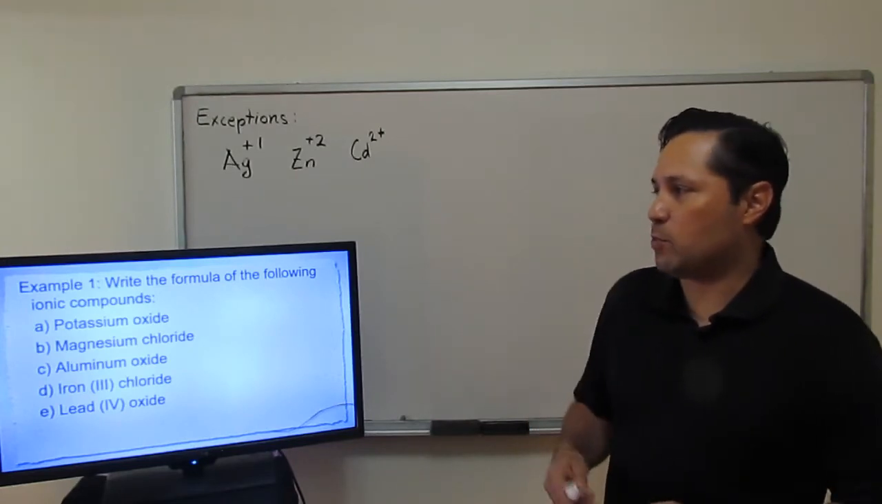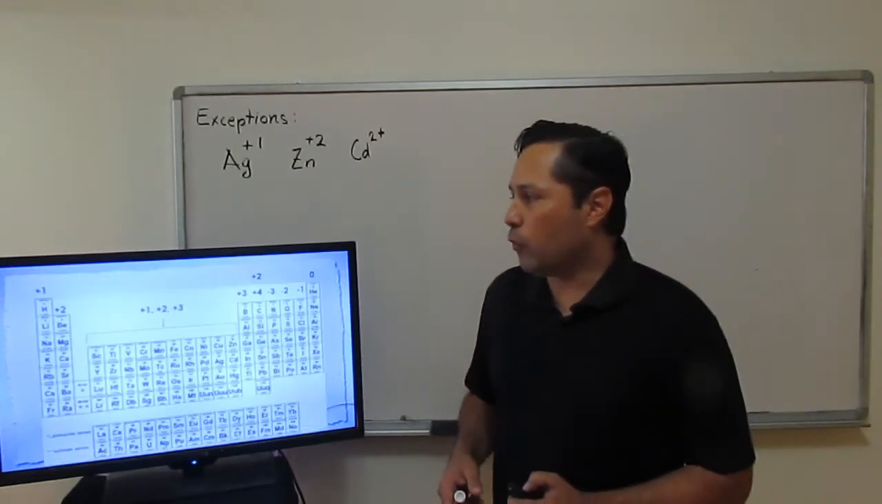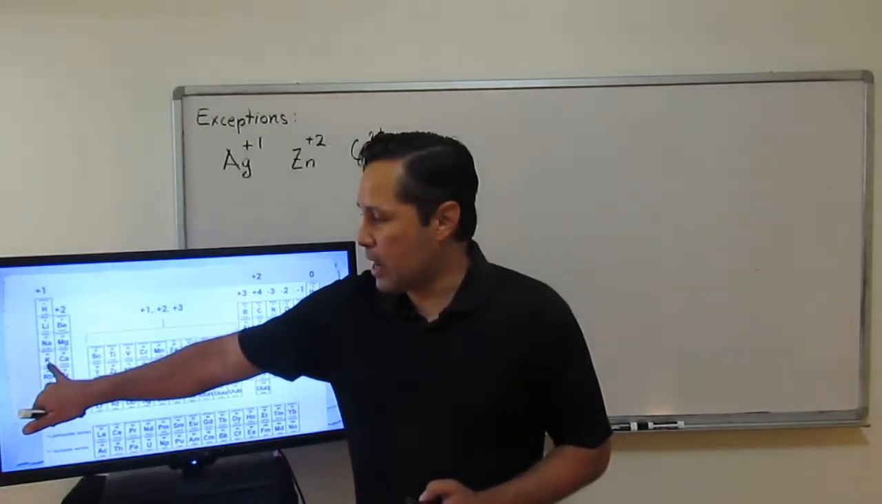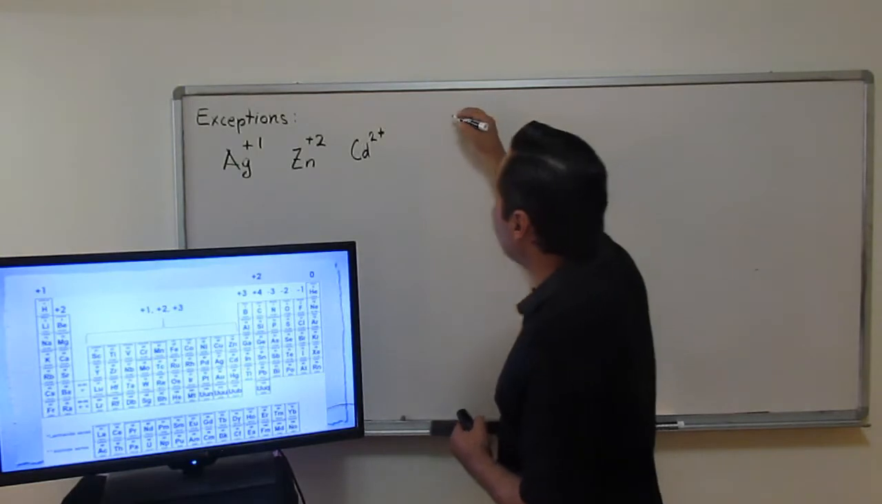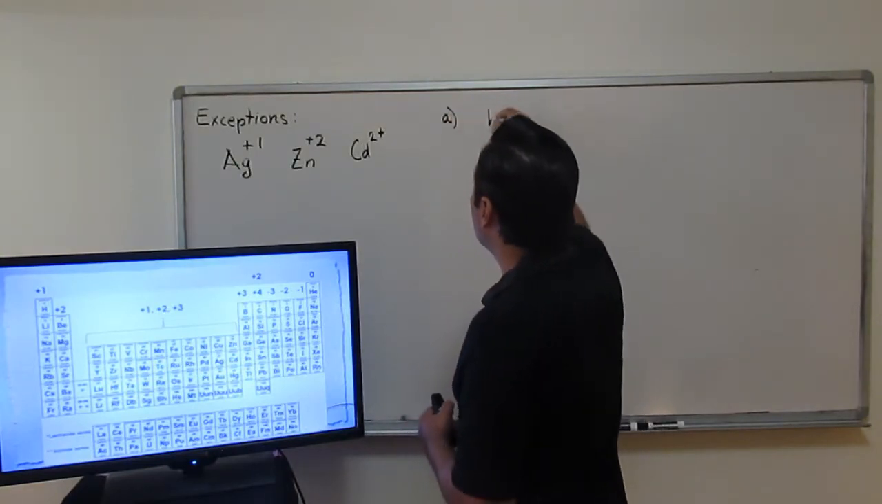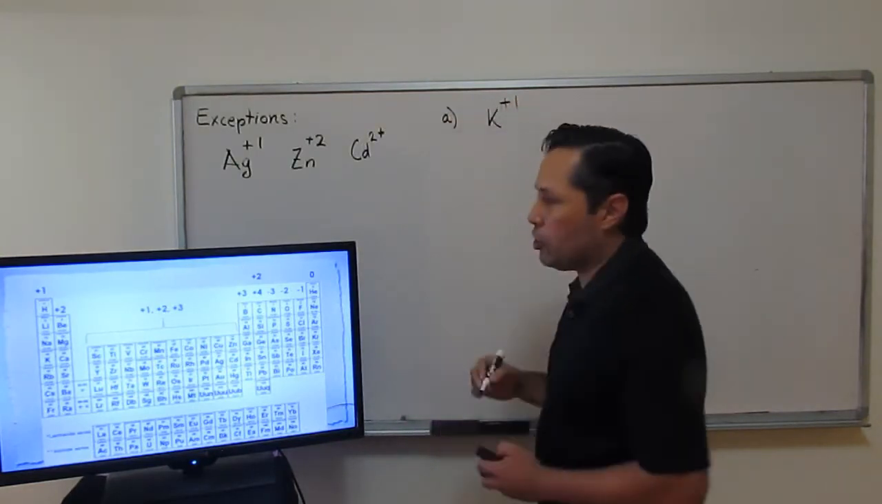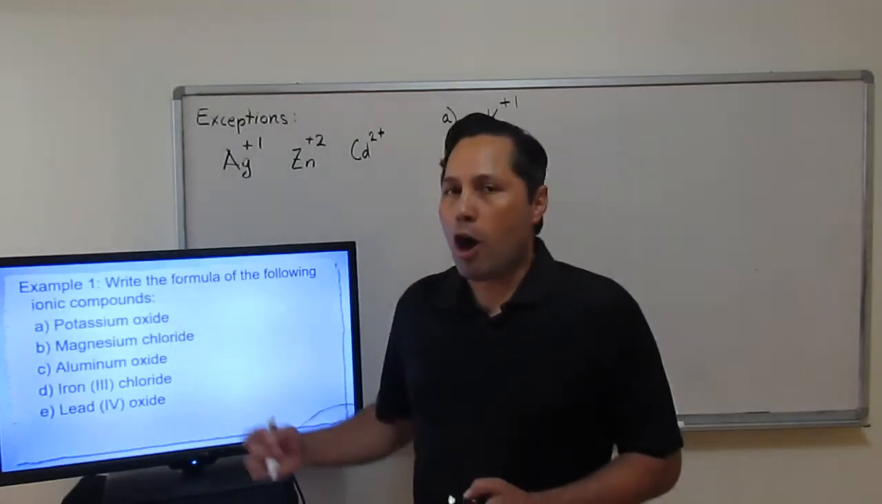The first one, A, is potassium oxide. So I'm going to look for potassium, and you'll find it right here. It's K, so that's the symbol, and it's got a charge of +1. I'm going to write it down here. So this will be A, potassium with a +1 charge, and it was oxide.